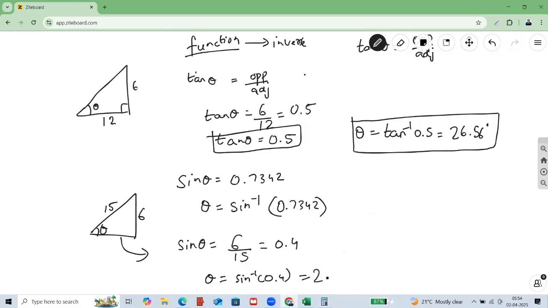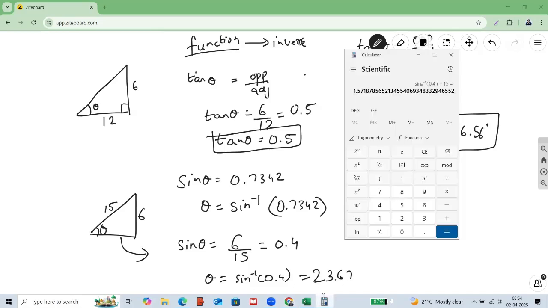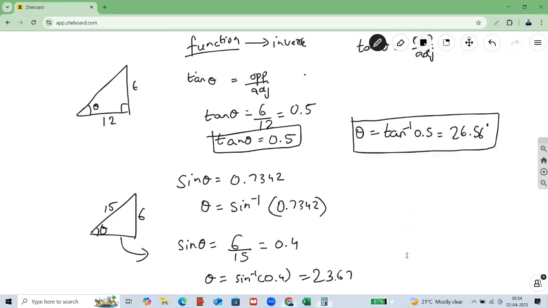So don't do the division, don't press equal to again, as it will change the result. Let's do it again: 6 divided by 15, and then go to the trigonometric function and say sine inverse of it. That's it. 23.58, isn't it? That's all. I should not press equal to again. Directly you'll get the answer in the calculator.